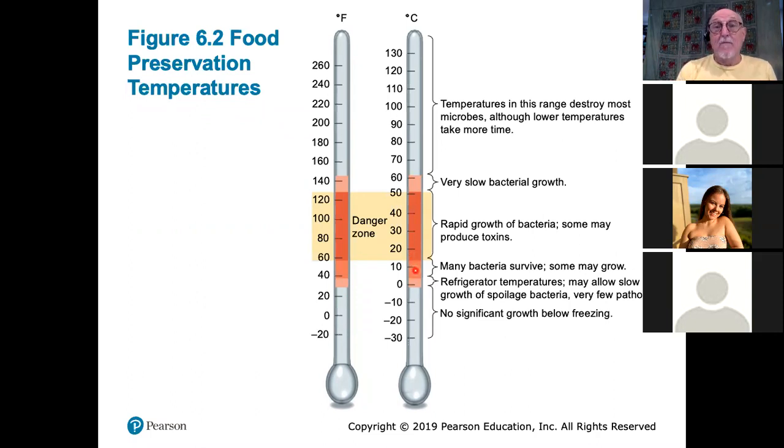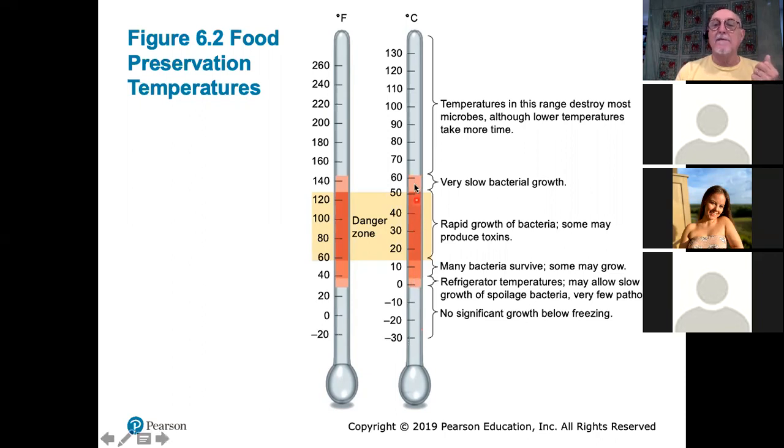So many of them will survive, continue to survive. And there's one particular food poisoning organism which causes tremendous problems called Listeria, which grows quite well at these low temperatures. But if we get lower than that, very, very few bacteria of concern will grow close to freezing. And below freezing, there's really very little significant growth.